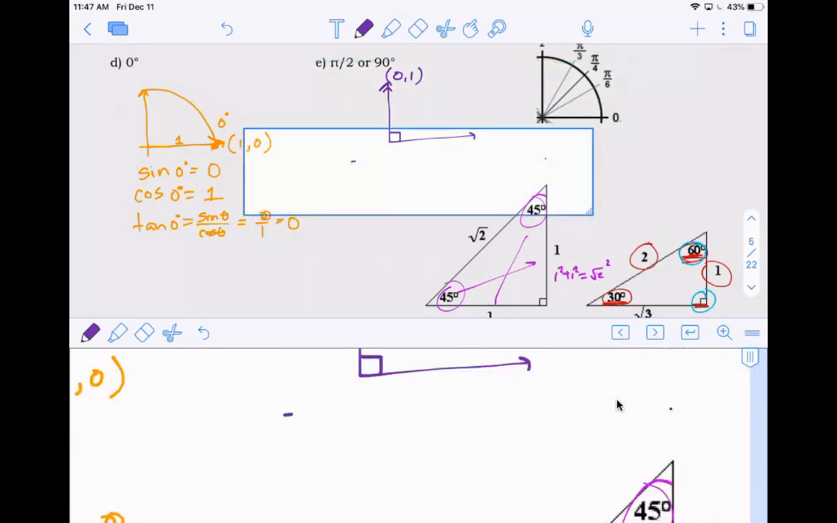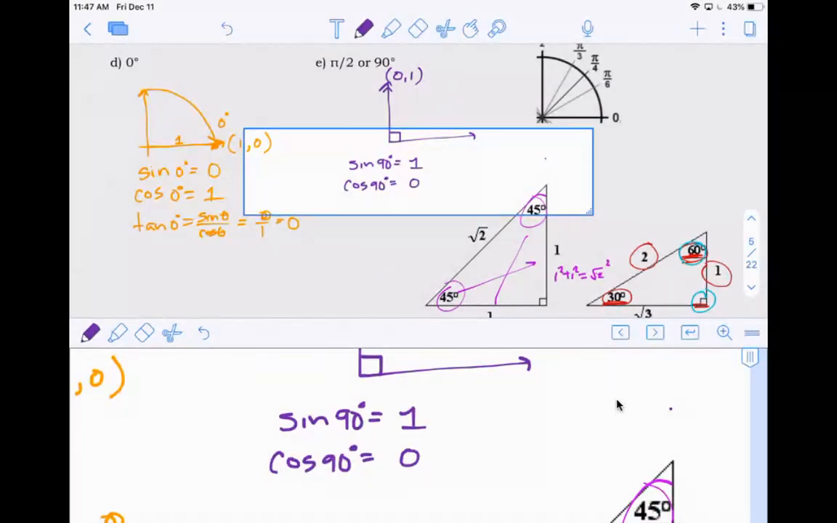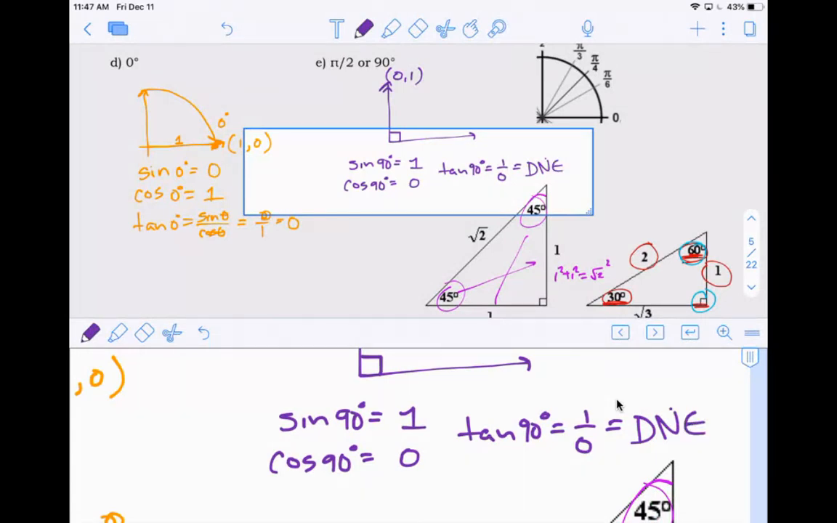So sine of 90 degrees would be that y value, 1. Cosine of 90 degrees would be that x value, 0. And then tangent of 90 degrees would be their division. Now here's where you end up with something weird, because we're not allowed to divide by 0, which is what's happening here, and therefore the tangent of 90 degrees does not exist. And that's okay too. Sometimes things just don't exist.